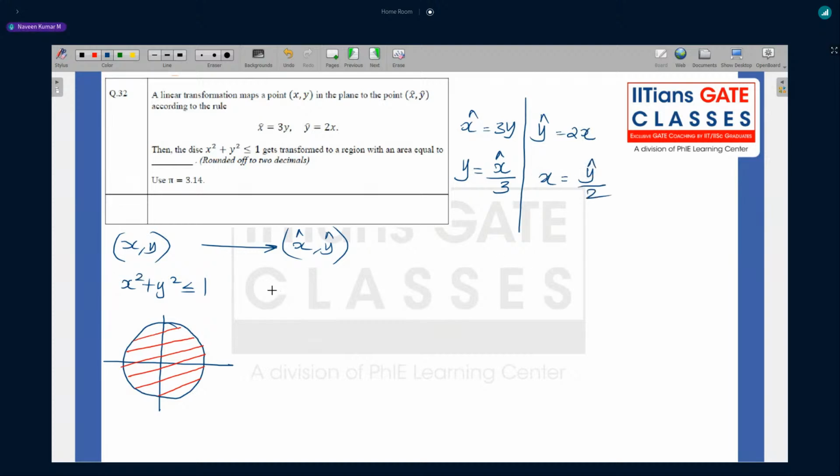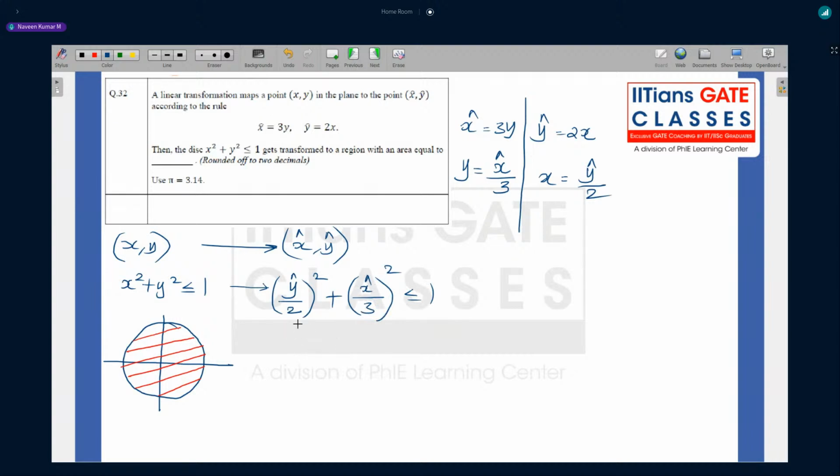Substitute in this equation. What is x square? X square is y cap by 2 whole square, plus y square, which is x cap by 3 whole square, should be less than or equal to 1. So from here I can say this is an ellipse.